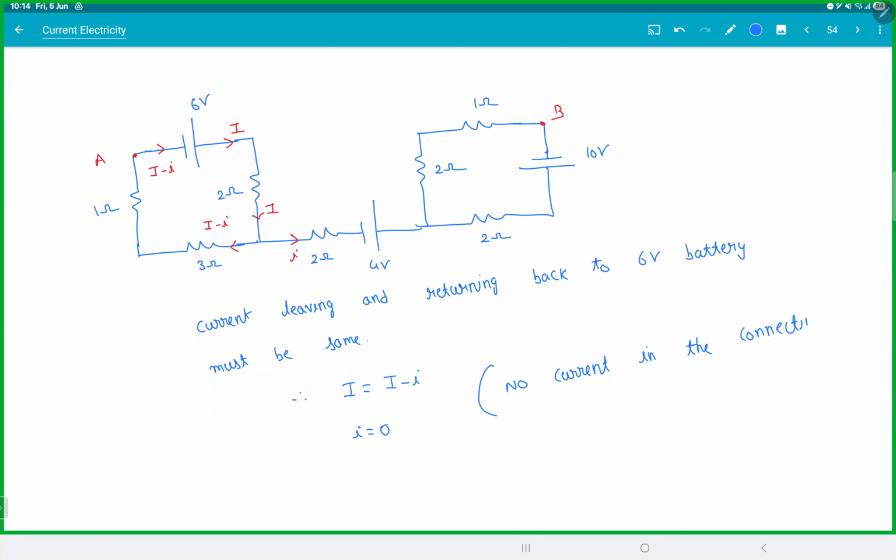The logical way of figuring out is there is no way for the current to come back. Is that clear, everyone? So both the circuits will behave independent of each other. Now can you solve?